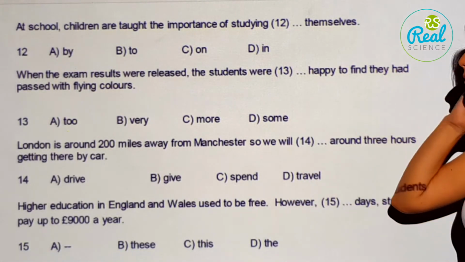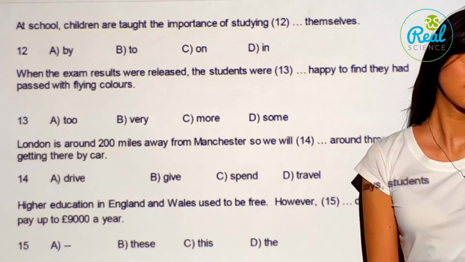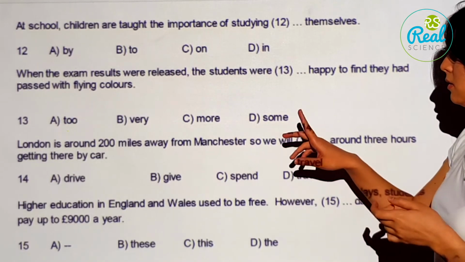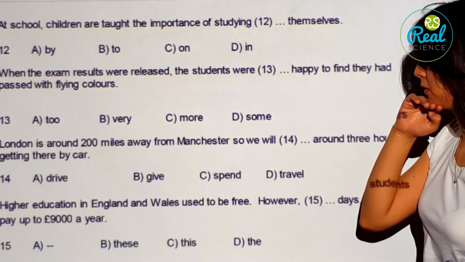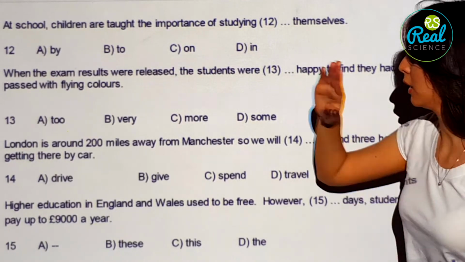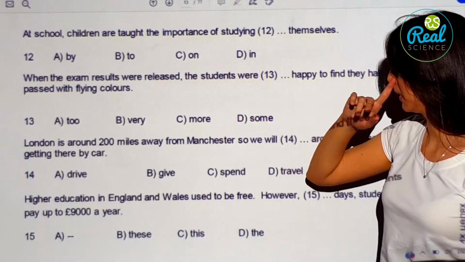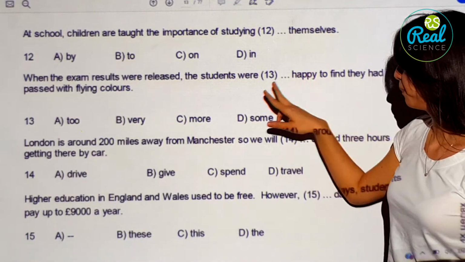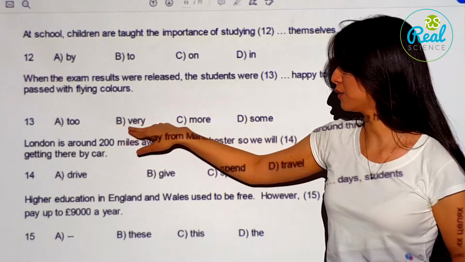When the exam results were released, the students were some happy to find they had passed with flying colors. Isn't it very? I think very happy. They were very happy. Look, when the exam results were released, the students were very happy. The correct answer is B1.